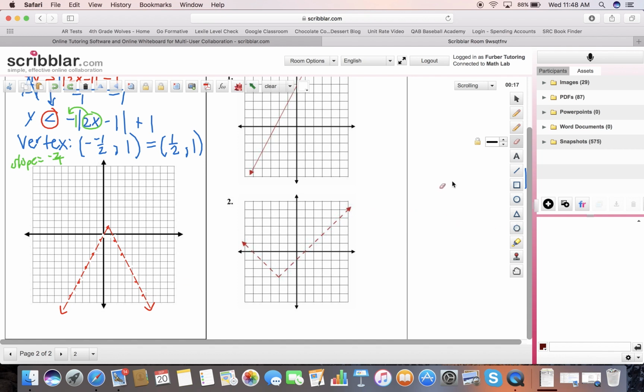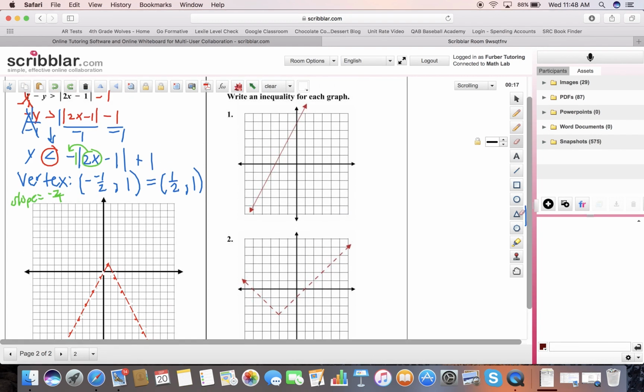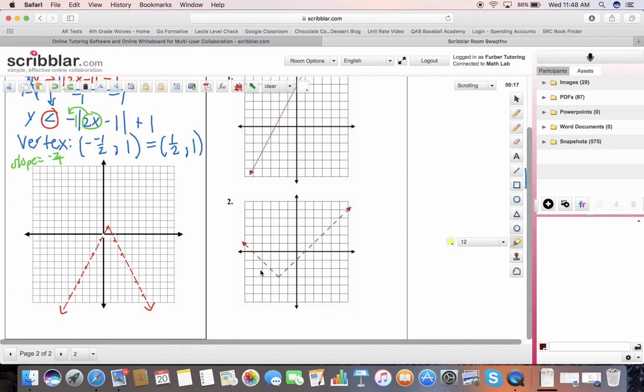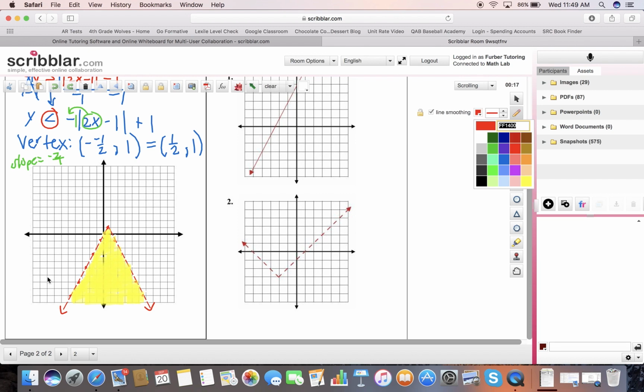Now I have to worry about the shading part of it. So let's see what the shading is. This time, it is a less than symbol. Less than would fall below the lines. Well, there's two lines. There's a V. So that means it's going to fall in the region that is between the two lines below. It's below the graph. Now, if it was a greater than symbol, you would end up shading all of this region around here, okay? But this one's not. This one is a less than, so it's going to fall below, okay?